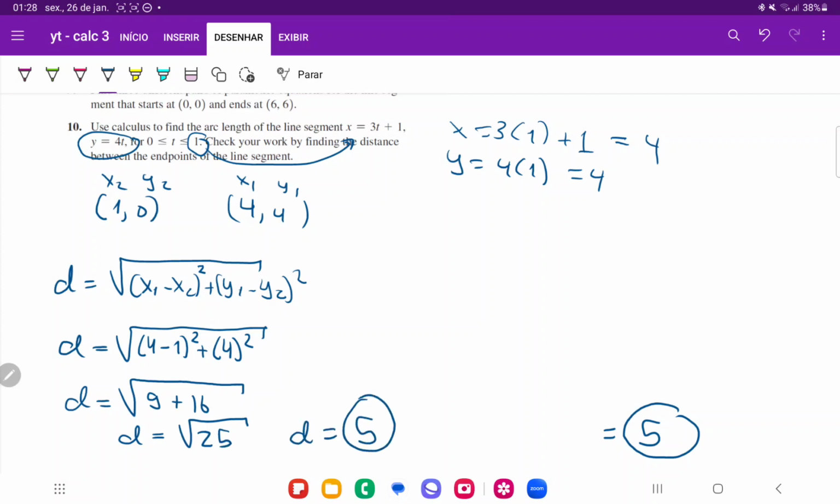So we can see here that, yes, they match up, whether we do it through calculus by eliminating the parameter t, finding a function of x, and then using the arc length formula, or we just do it using the distance formula by measuring the distance of the endpoints. We get the same answer. And so that's it for problem number 10.